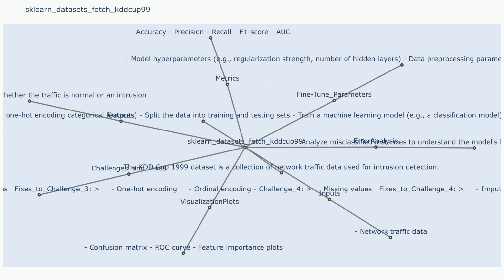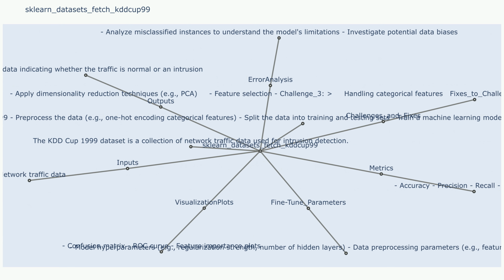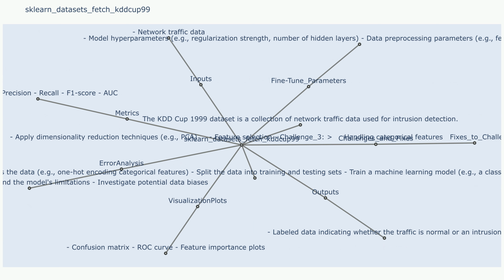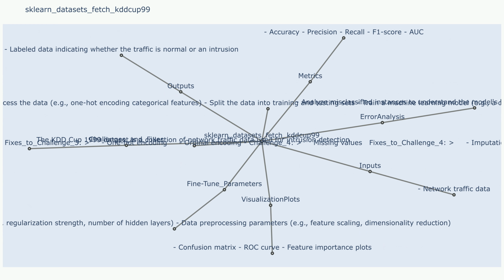Target: a NumPy array of shape 494021 containing the labels of each instance. DESCR: a string describing the KDD Cup 1999 dataset. Feature names: a list of strings containing the names of the features. Target names: a list of strings containing the names of the target classes. Loader: a callable object that can be used to load the dataset again.